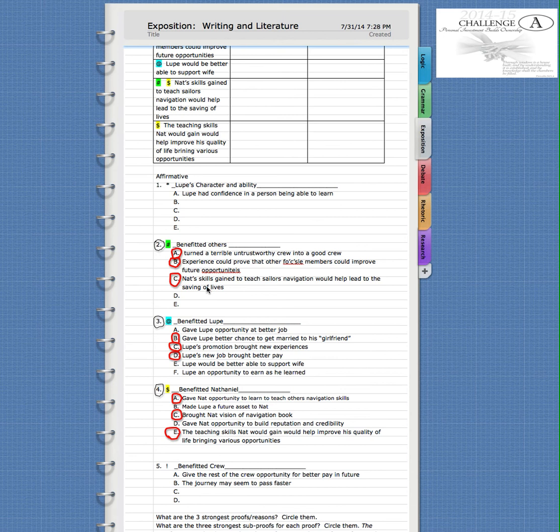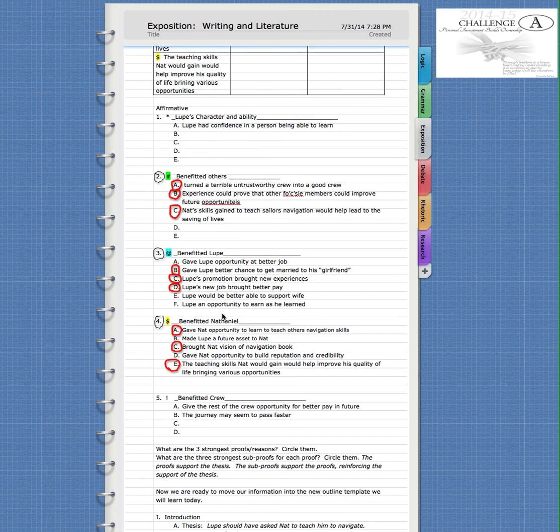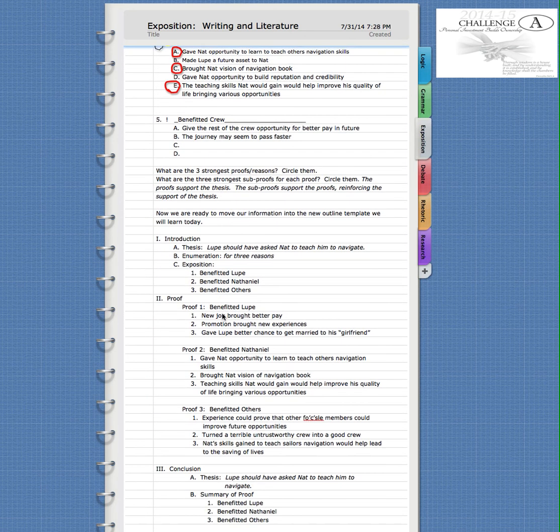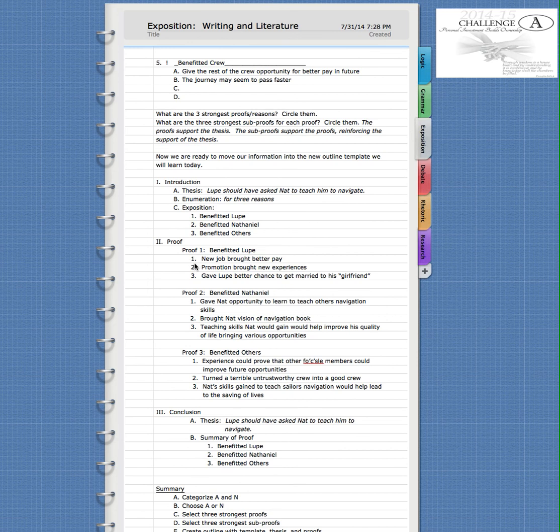And now I'm ready to, and again, this process took a little while, move on into my outline form. So in outline form, just like what we did before, except now instead of just a proof, we have our subproofs. We only have one complete sentence, the thesis. We have our enumeration, our exposition, and then my proofs and my subproofs are written. If you were to take the time to look at it, you would notice I tried to put them in an order that was more supportive and would carry more weight to the reader. So feel free to pause the video at any point if you want to stop and look at what I have written.